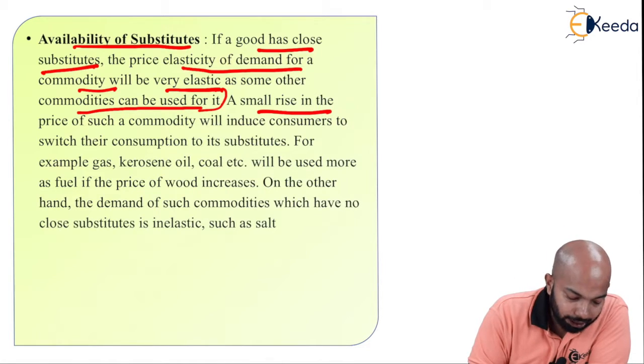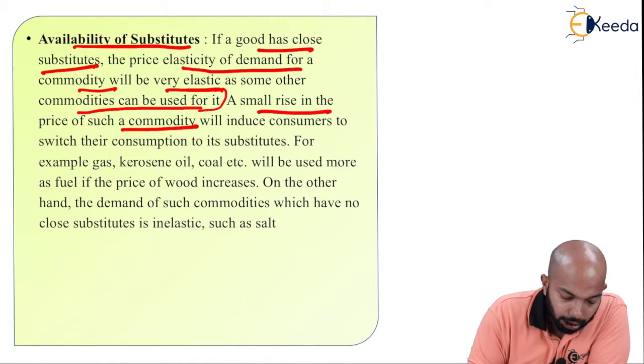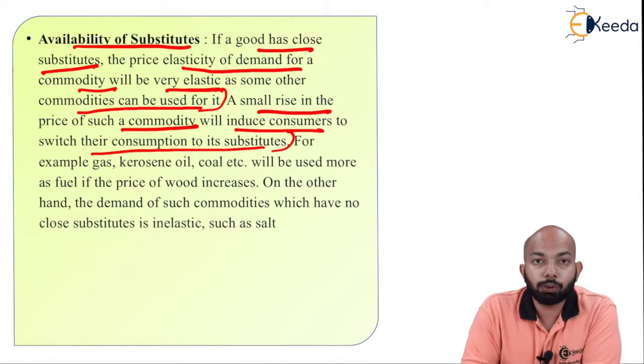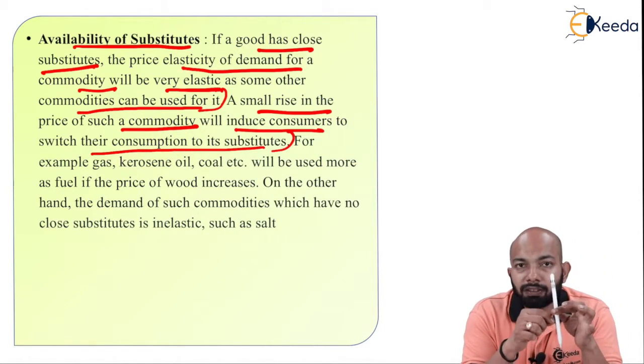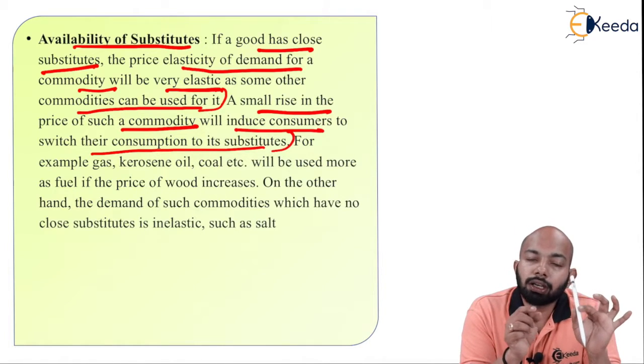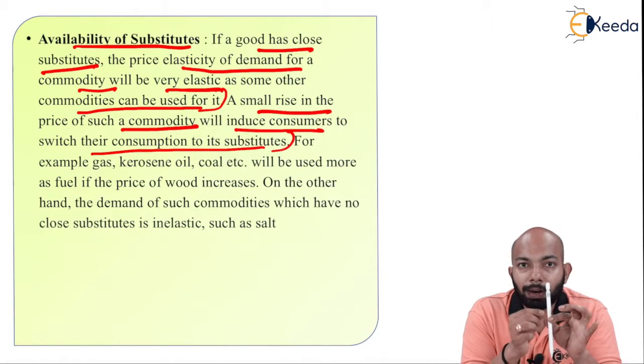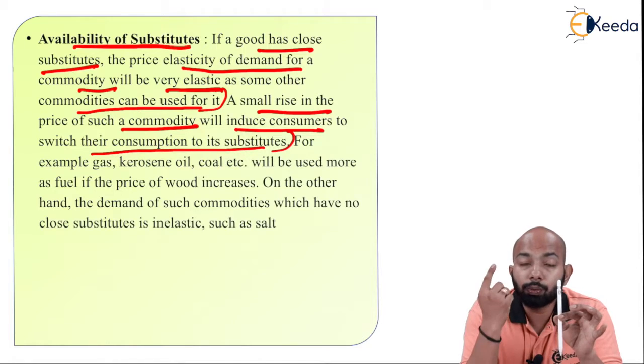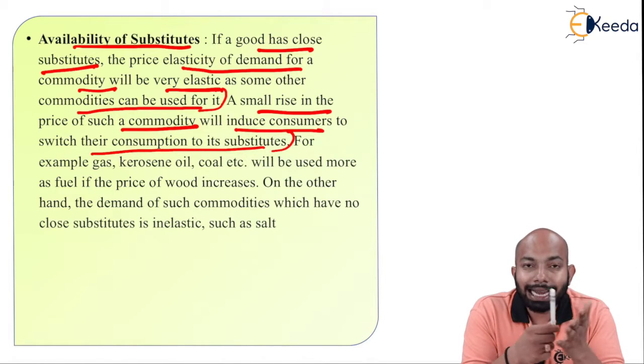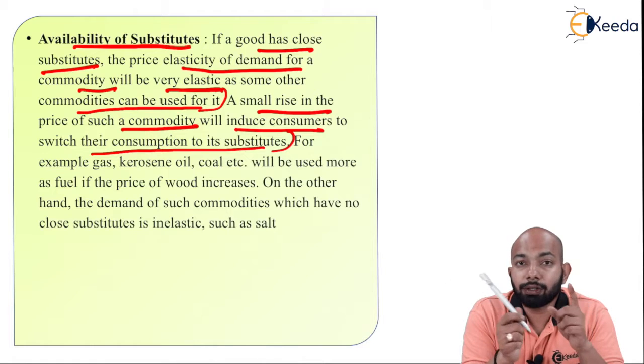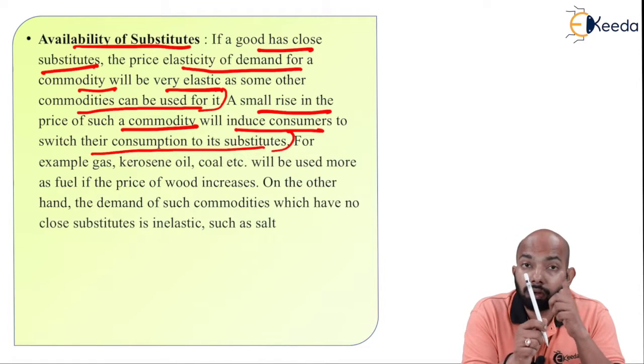A small rise in the price of such a commodity will induce a consumer to switch consumption to its substitute. Now, if the price of this specific pencil goes up, of course the demand for this quantity will go down, but the demand for the substitute will go up. Why? Because in that scenario this provides the same feature, and that one also provides the same feature, but the price of that product is less compared to this.